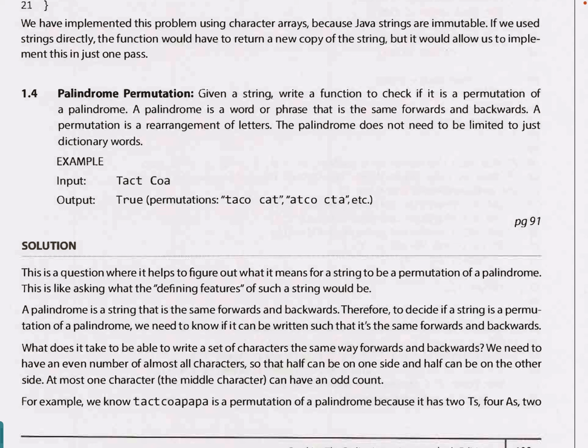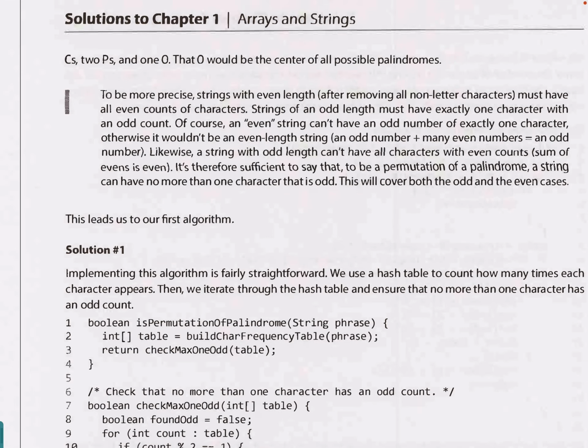So, you know that tactical wa-papa is a permutation of a palindrome because it has 2 T's, 4 A's, 2 C's, 2 P's, and an O. That O will be the center of all possible palindromes. To be more precise, strings with even length, after removing all non-characters, must have all even counts. Strings of odd length must have exactly 1 with an odd count. So of course, an even string can't have exactly 1 character with an odd count, otherwise it wouldn't be an even length string.